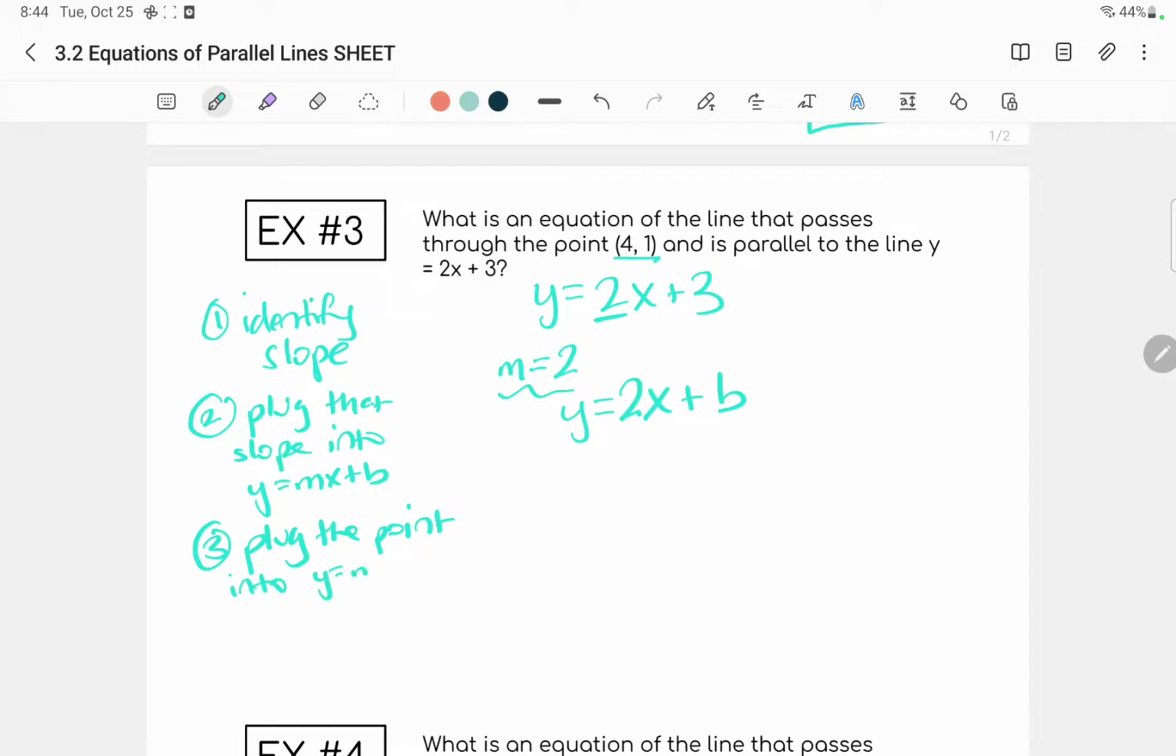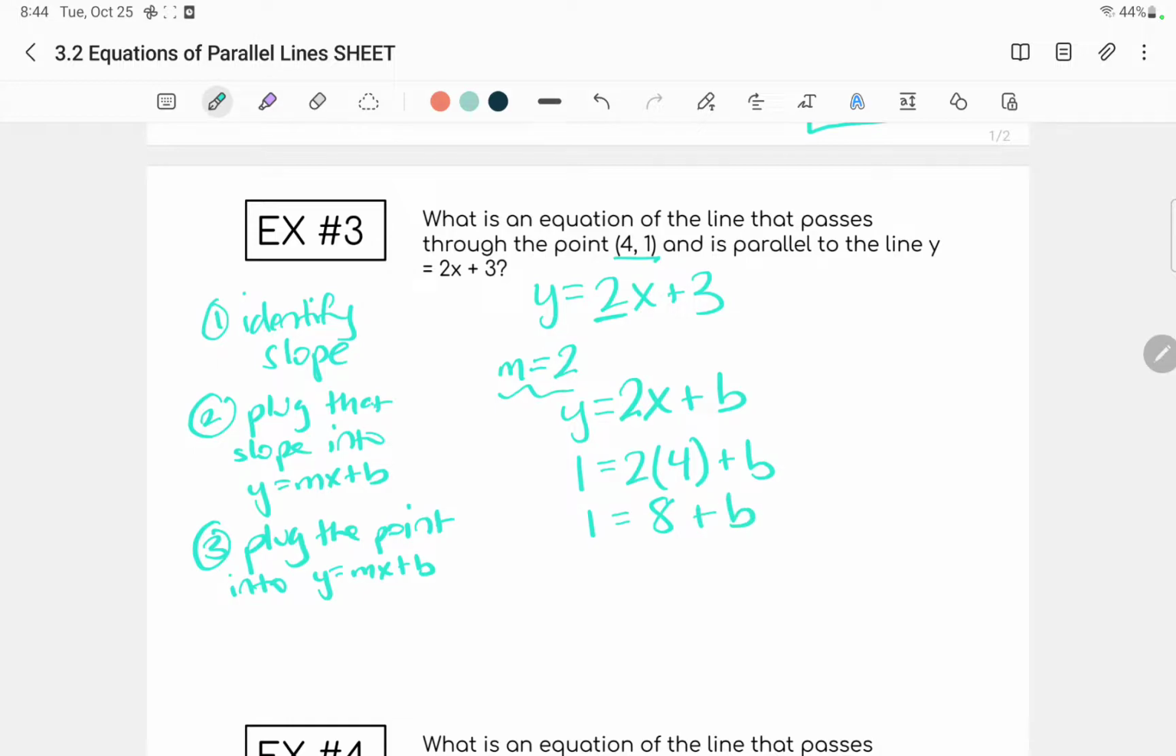into y equals mx plus b as well. So my x coordinate is 4 and my y coordinate is 1. So I'm going to put 1 for y and 4 for x. And when I do that, 2 times 4 is 8. So I'm going to write 8.